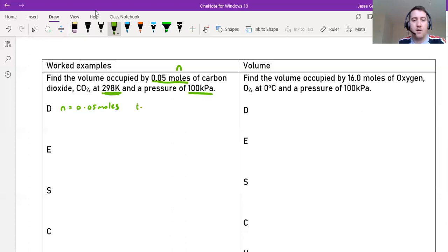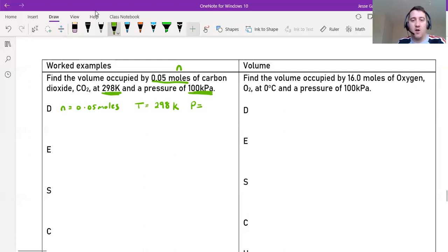Temp, or I'm actually going to shorten that to just T. So T, capital T, equals 298 Kelvin. The next thing is, here is a pressure in kilopascals. So P equals, now it says 100 kilopascals.